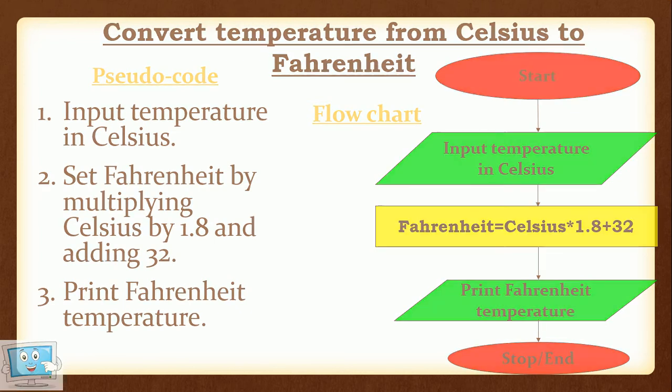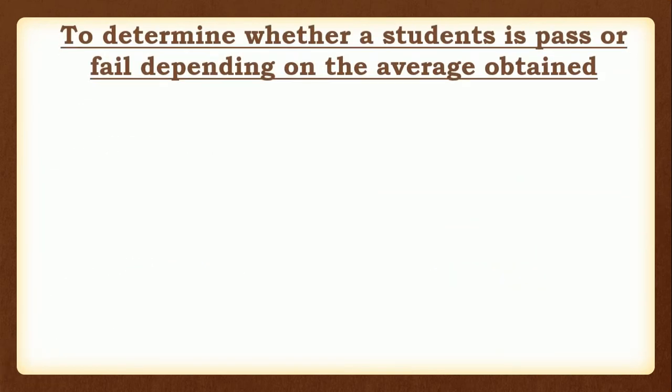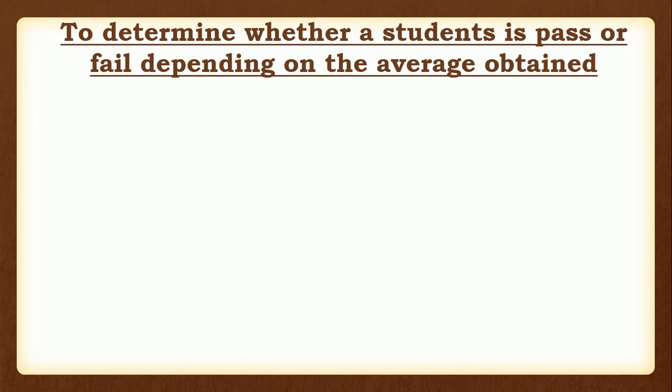So let us understand one example based on the condition part. Now we have the question to determine whether a student is pass or fail depending upon the average obtained. Here the student will come, so we have to check the average of the student, and according to the marks obtained in the average, the student will be declared as pass or fail. So on our own we have taken the criteria. You can take any criteria to make the student pass or fail.